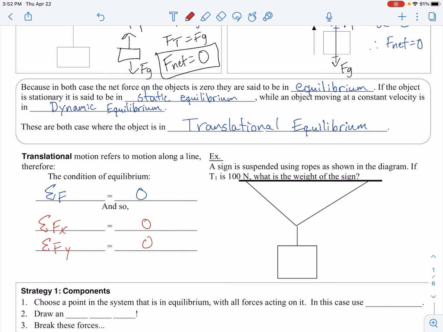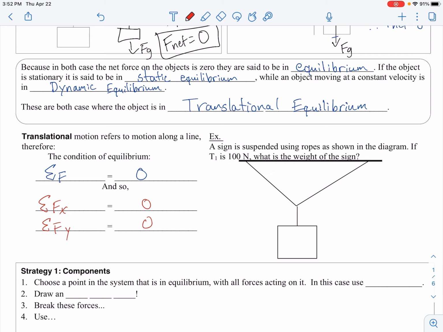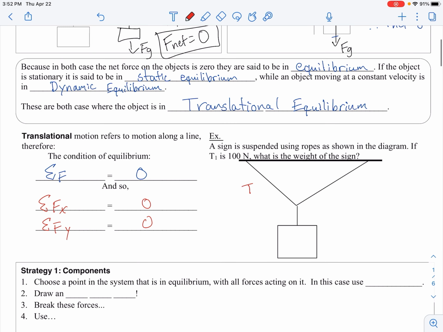All right. So in this case, we have a little example here, right? If we have a sign suspended by ropes, so this could be a sign, this could be a traffic light, whatever, right? Now, if the tension in, let's call this one, tension 1, is 100, what is the weight of the sign? Okay, now we're missing a few things here, so I'm going to fill in some of these blanks. And you can try solving this first by pausing and then trying to solve.